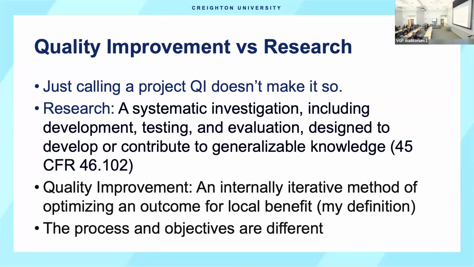It makes me have vertigo. So quality improvement, you can't just say this is a QI project in the protocol and have the IRB rubber stamp it and say, yeah, this is quality improvement, we don't need to review this. It's about the objective and the methods, and the definition helps with that.